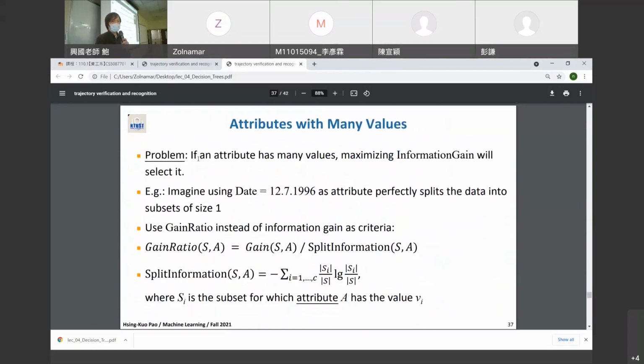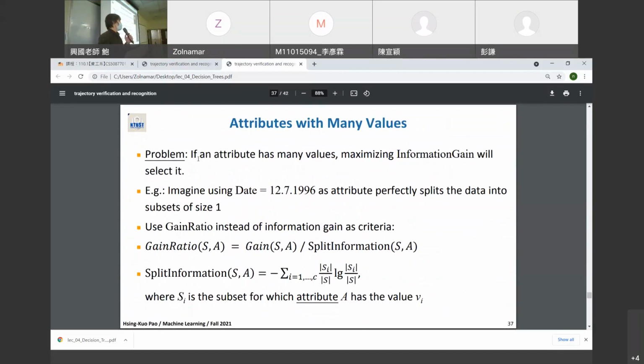So how to penalize? We don't want to include attributes with many values. So instead of using information gain, we use gain ratio. That's information gain divided by the split information. The split information is defined in this way.